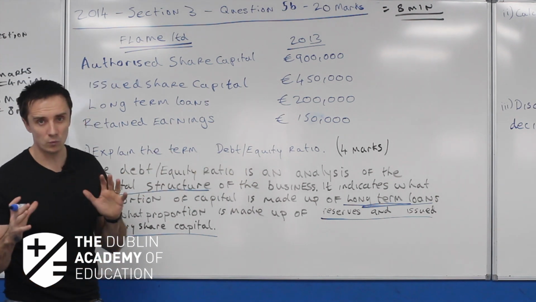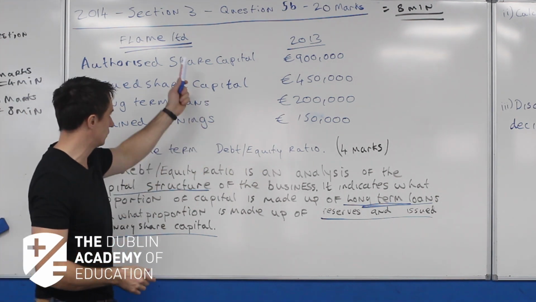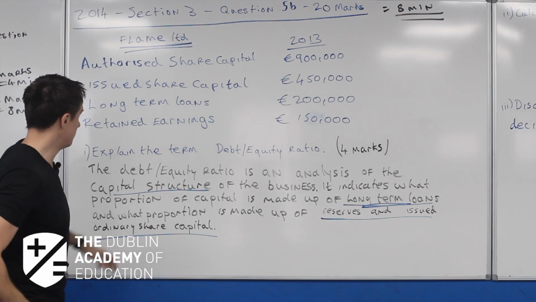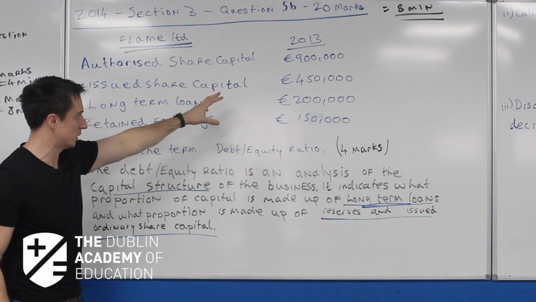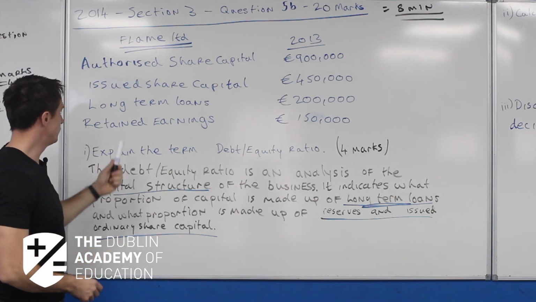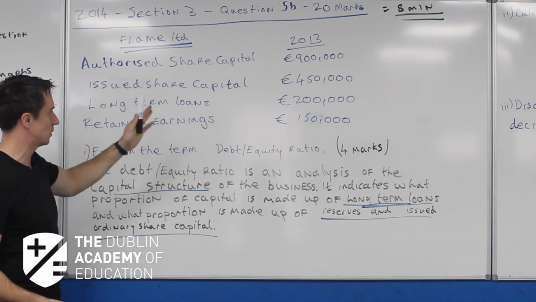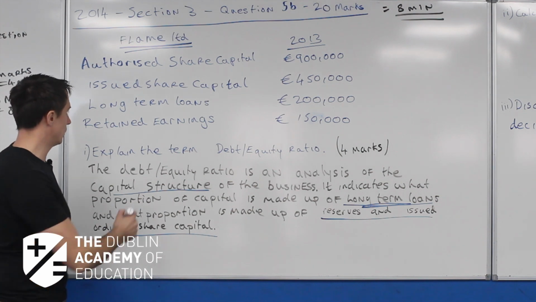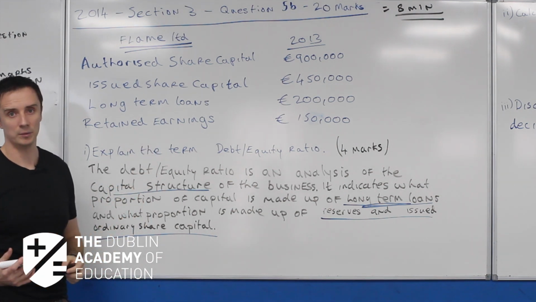So really what they mean with this definition is, if we take a look at this company here, Flame Limited, it shows us where their money has come from in terms of how they've grown their business. So they have issued share capital. Now what you want to look out for here is that the question's called the debt equity ratio. So we're looking out for debt, that's borrowed money, and equity, which is the money that the owners have invested into the business.